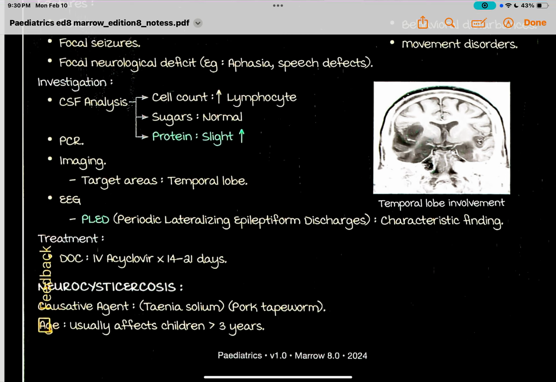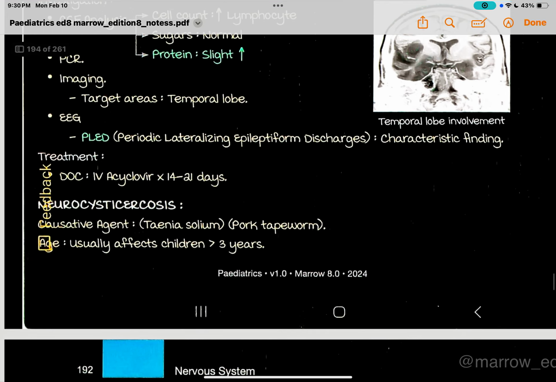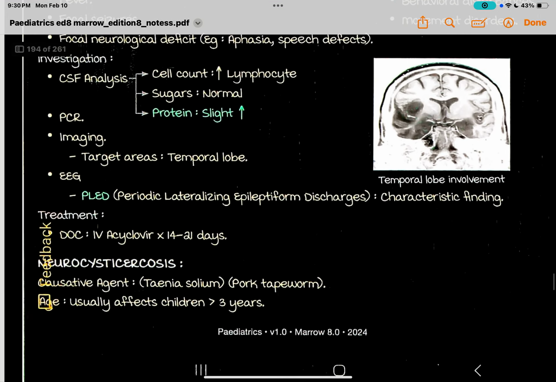Treatment: drug of choice is intravenous acyclovir for 14 to 21 days. In other skin infections we give oral, but here it's meningoencephalitis, so you give IV acyclovir for 14 to 21 days.